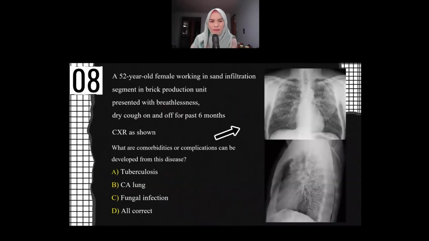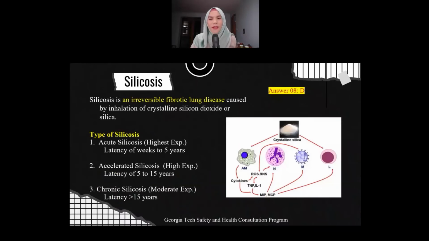A. Tuberculosis, B. Lung cancer, C. Fungal infection, and D. All of the above. The answer is D, all of the above. The diagnosis is silicosis. It is an irreversible fibrotic lung disease caused by inhalation of crystalline silicon dioxide, or silica, and the macrophages in the lung.